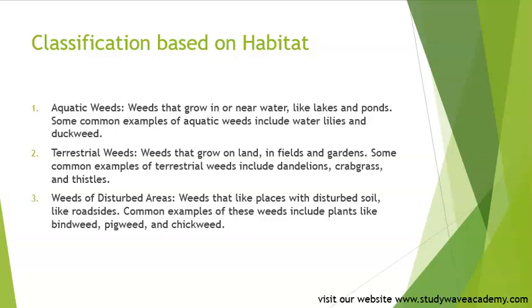Next we have the terrestrial weeds. Weeds that grow on land, in fields and gardens. Some common examples of the terrestrial weeds include dandelions, crabgrass, and thistles. These plants often compete with the plants we want to grow, like flowers, grains, or vegetables. Terrestrial weeds can be a problem because they can take up space, water, and nutrients that the desired plants need to grow. So the terrestrial weeds are plants that grow on land, and these plants often compete with the plants we want to grow.